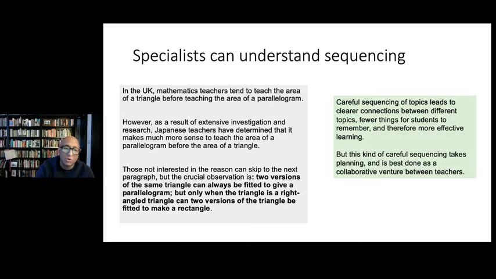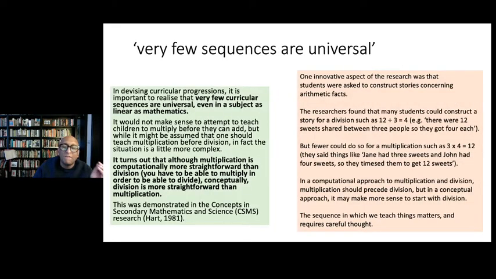Two versions of the same triangle can always be fitted to give a parallelogram. But only when a triangle is a right-angled triangle can two versions of the triangle be fitted to make a rectangle. So, in fact, this sequencing is different in both countries. And there's a reason for it, okay? And he says careful sequencing of topics can lead to clearer connections between different topics, fewer things for students to remember, and make more effective learning, okay? Fair enough. But he says very few of these sequences are universal.